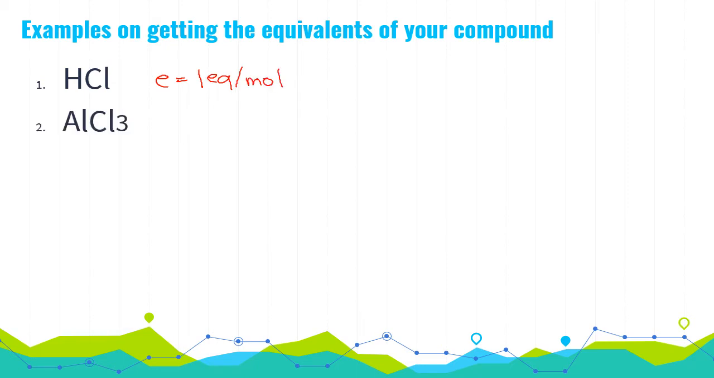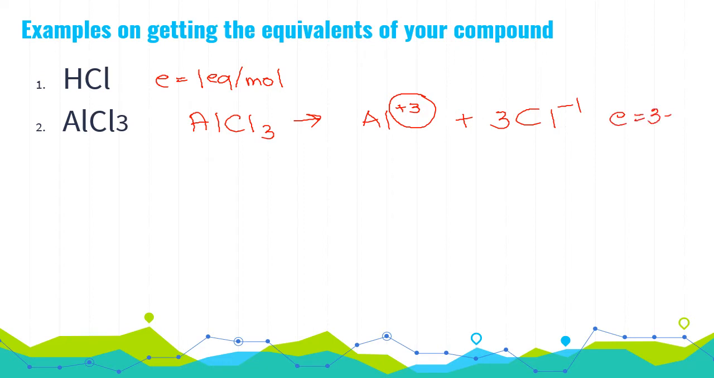For our next example, we have your AlCl3 or our aluminum chloride. For aluminum chloride, we have here a salt. Therefore, to identify the number of equivalents for a salt, we have to look at its decomposition reaction. AlCl3 will decompose to your aluminum ion, Al positive 3, plus your chlorine ion. To balance out the equation, we have to put 3 before your Cl. So, our equivalence is actually the charge of our positive ion, which is our metal. In this case, our E is equal to 3 equivalents per mole.